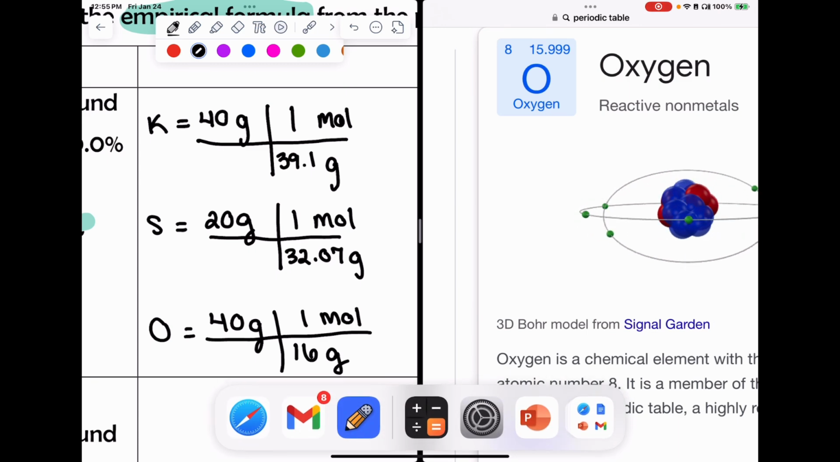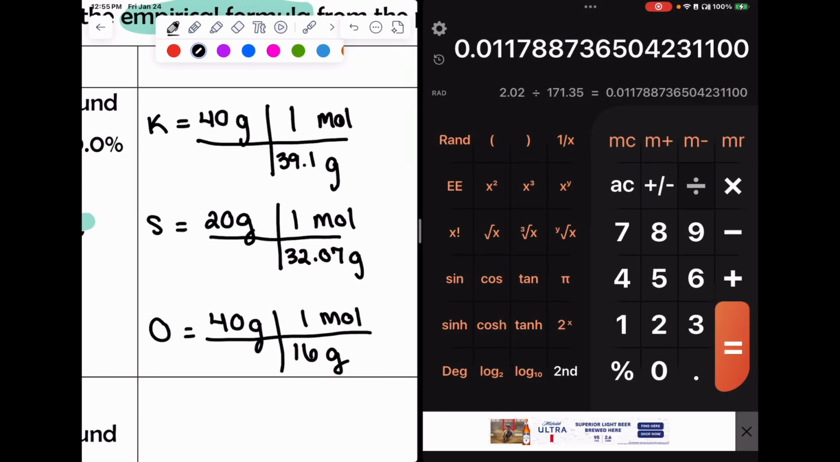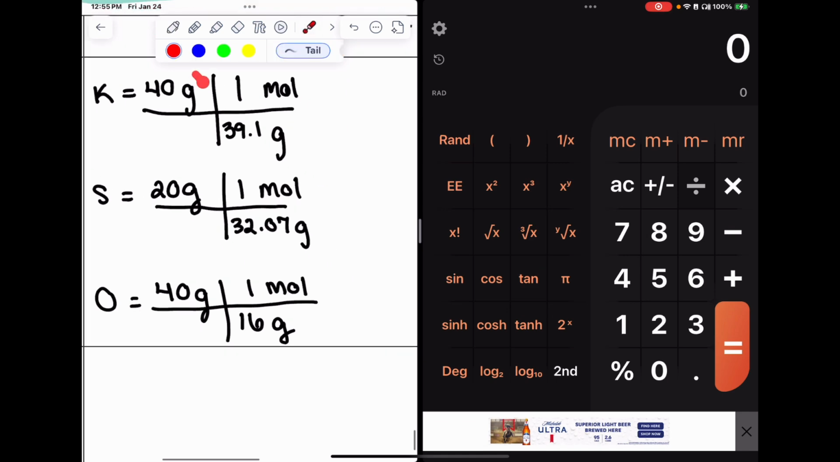Now, on every single one of these, we have to go ahead and divide the top number by the bottom.